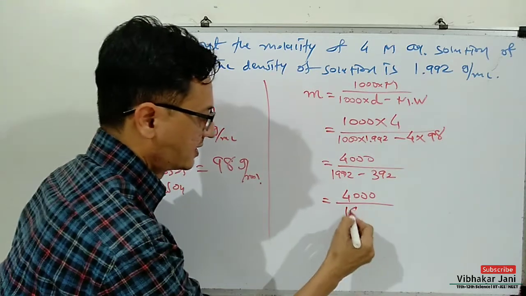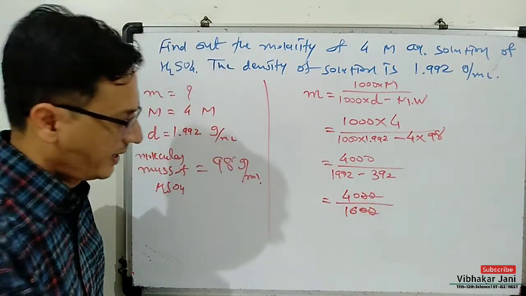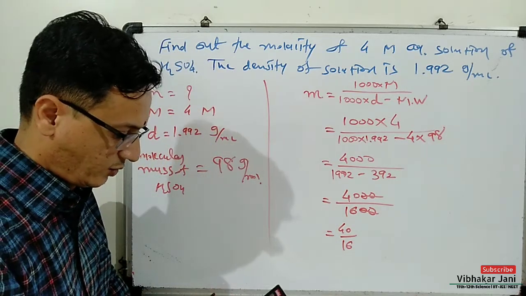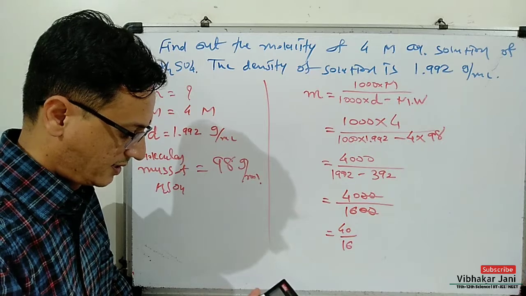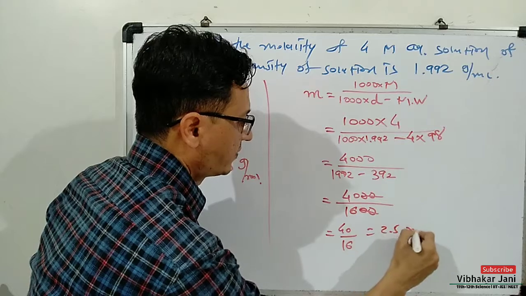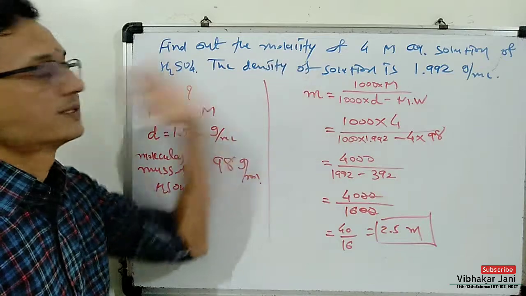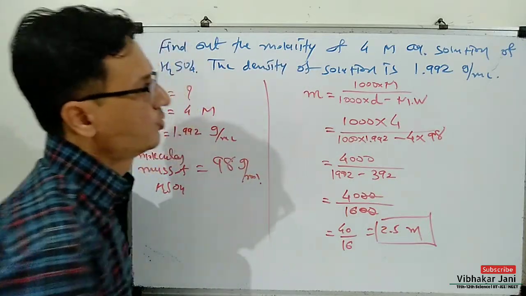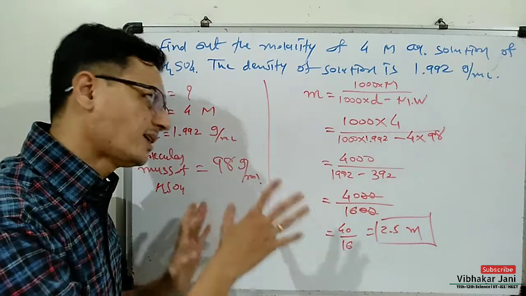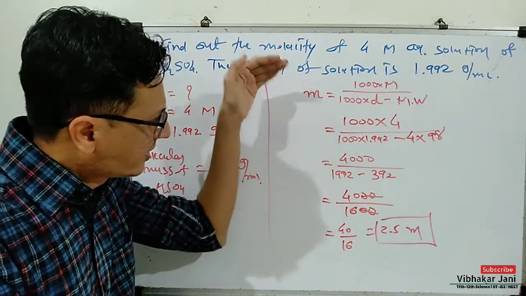So it will give us 1600. Now both these zeros will be cancelled. And if we make 40 divided by 16, then it will give us 2.5. So 2.5 molal is the molality of this given solution, in which molarity is 4 molar and density of solution is 1.992. So these kind of questions can be asked, and if you know the formula, then you can easily have the final answer.